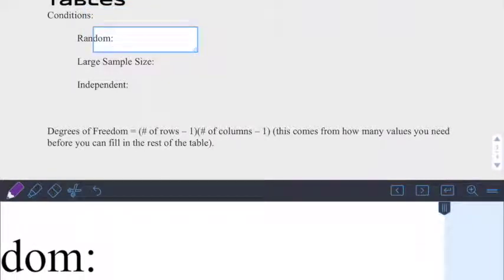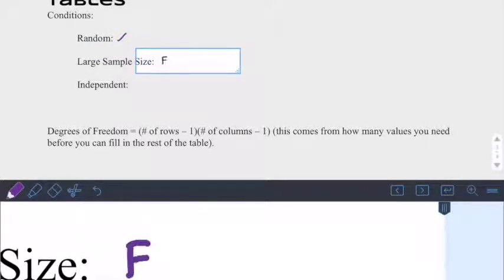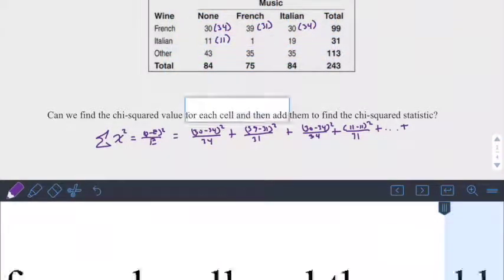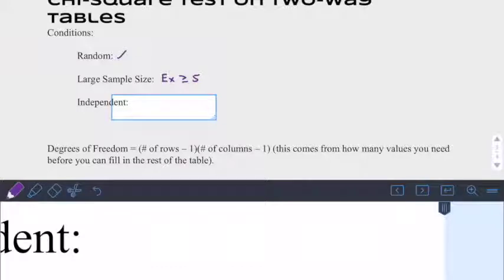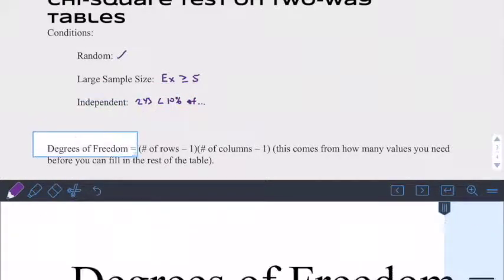Remember, we have our random condition, right? We need a random sample of these wines, which if you go back to the beginning, we can assume. All right, random assignment for a random sample. Our large sample size condition, remember the expected values need to be all greater than or equal to 5. And you know what they're going to be. Even though I don't have all of them in there, they're all going to be greater than or equal to 5. And then our independent condition, that 243 is less than 10% of all wine sold. Okay, probably that one should be a little boring by now.